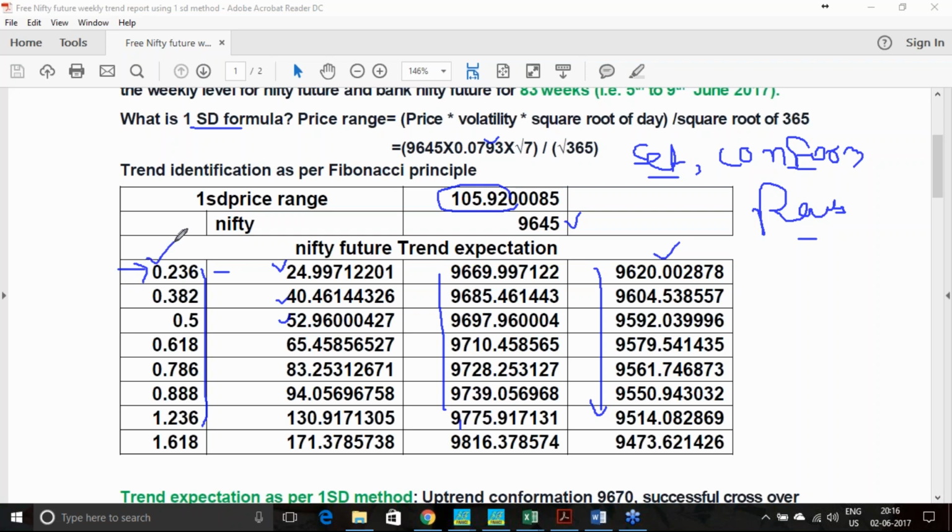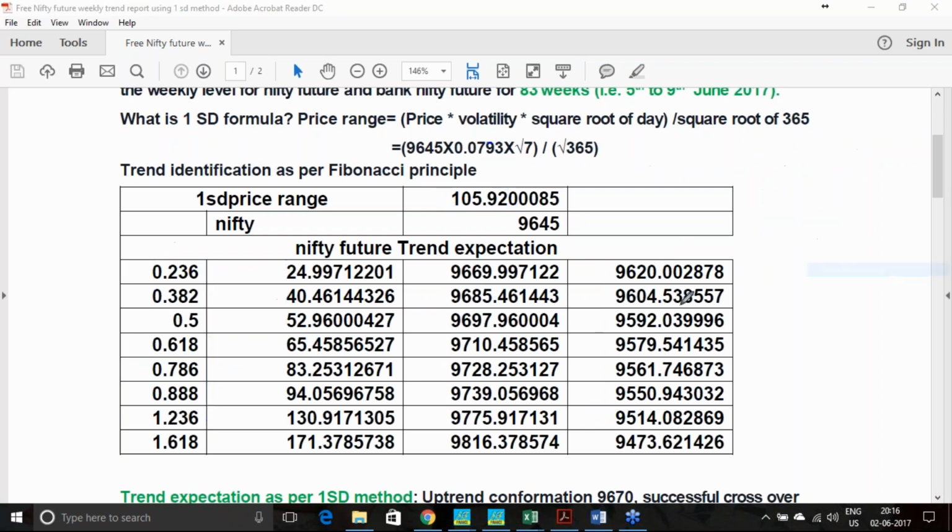When the price moves above or below 0.236, it sets the trend. It sets an uptrend or a downtrend. Once it crosses 0.382, it confirms. Once it confirms, then it comes to 0.618 to 0.786. In this particular band, there is a maximum probability of trend reversal. The trend can come back. A trend can take a pause here. It waits for some time, then based on the demand and supply analysis, it can move forward. So this is the trend set, confirmation and retracement points as per the Fibonacci.